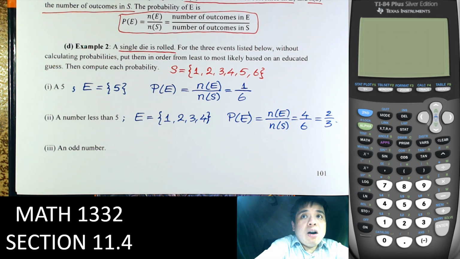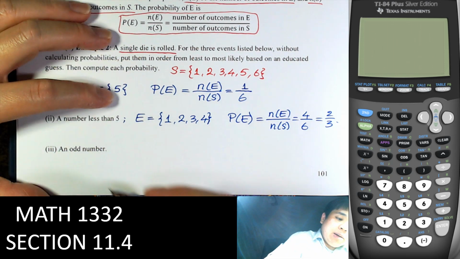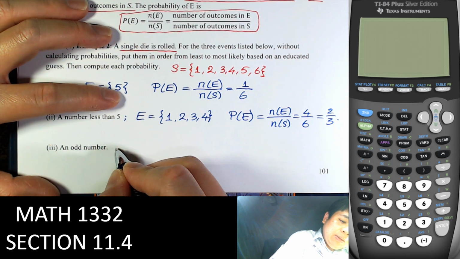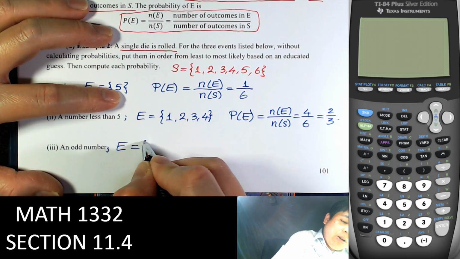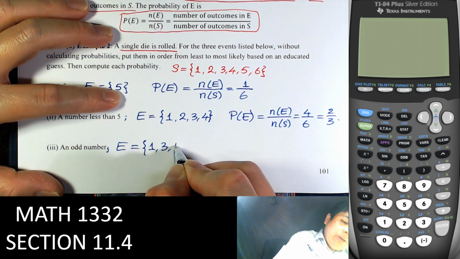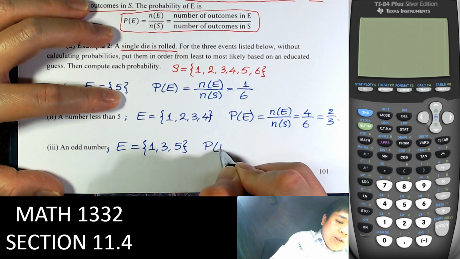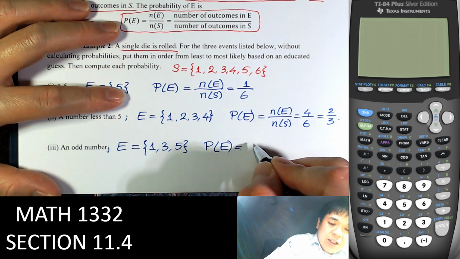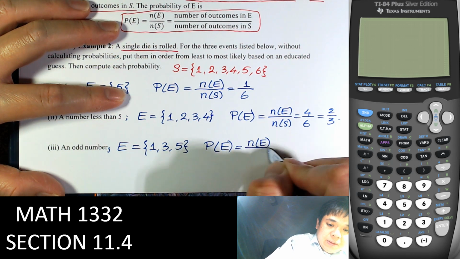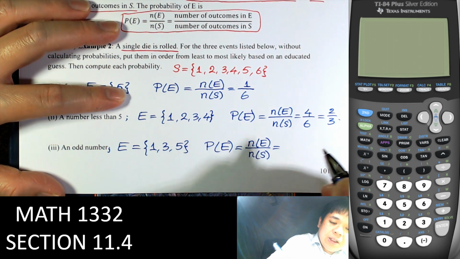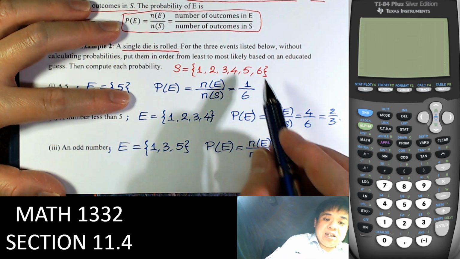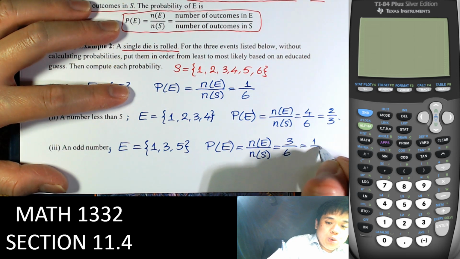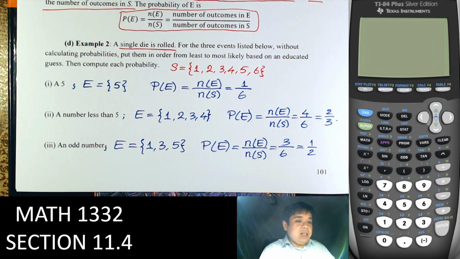Getting an odd number. Let's write that event of an odd number: 1, 3, and 5. The probability of that event is N(E) over N(S): 3 in E and 6 in the sample space, or reduce to 1/2, or you can write 50%. Right, straightforward.